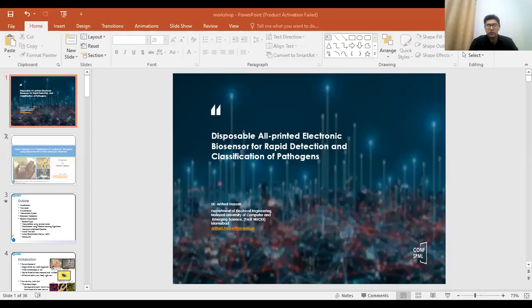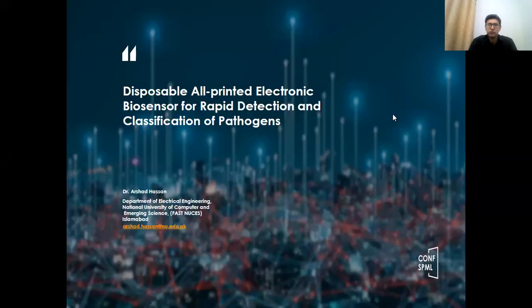My areas of interest are printed electronics, machine learning, and AI. Today, I am going to talk about the merger of printed electronics and machine learning, on the topic of a disposable all-printed electronic biosensor for rapid detection and classification of pathogens.